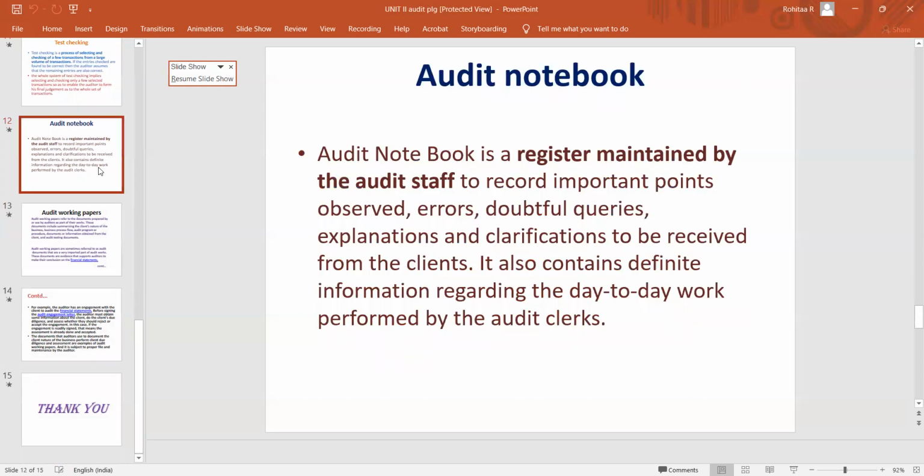Audit notebook. Audit notebook is a register maintained by the audit staff to record the important points observed, errors, doubtful queries, explanations, and clarification to be received from the client. It also contains definite information regarding the day-to-day work performed by the audit clerks.